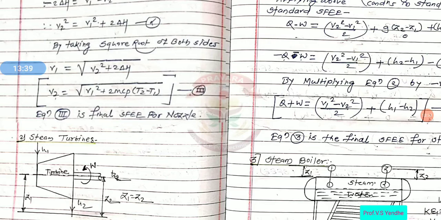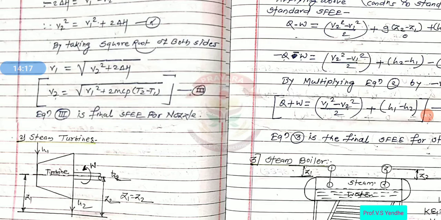Let us see the application of the steady flow energy equation for the turbine. As we know, high pressure, high temperature steam is supplied to the turbine. After the flow of steam through the turbine blades, the blades get rotated, so the rotor of the turbine gets rotated, and the mechanical work W is produced.